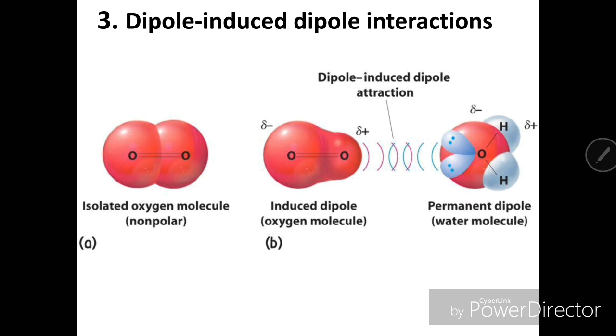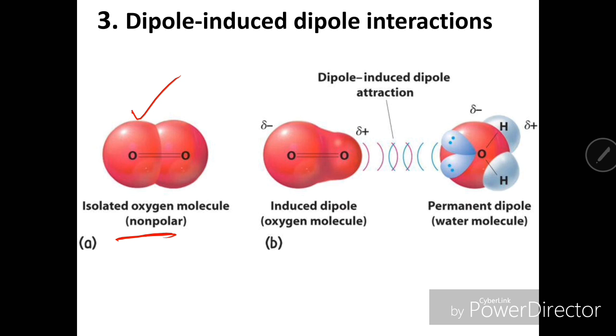Oxygen, when taken in the isolated form, is non-polar. Why? Because in the oxygen molecule there are two oxygen atoms which have the same electronegativity, so they have equal or symmetrical distribution of electron cloud, and therefore this oxygen molecule is non-polar in nature. But water is not non-polar, it is polar in nature.